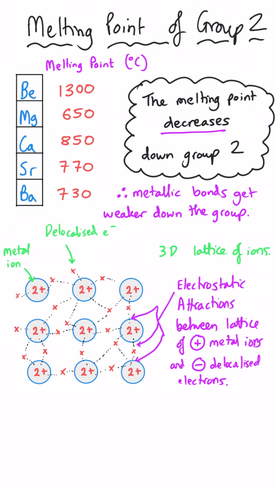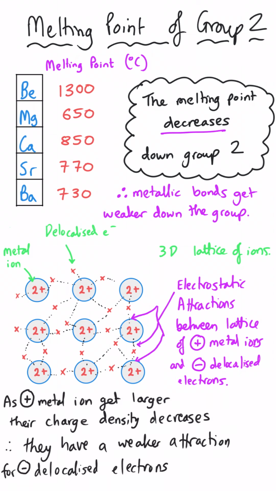So what that means is this electrostatic attraction must be weaker for barium than it is for beryllium, and this is down to the size of the metal ions. The size of barium is significantly greater than the size of beryllium, and that means there is a weaker electrostatic attraction because the charge density of the barium ion is much, much less than it is for the elements higher up in the group.